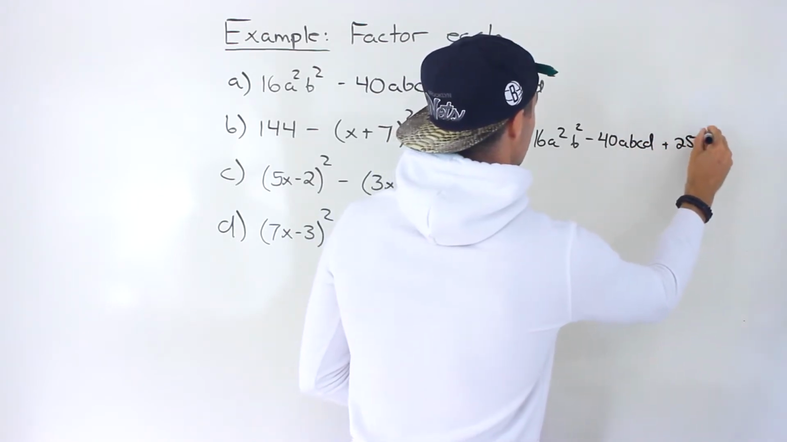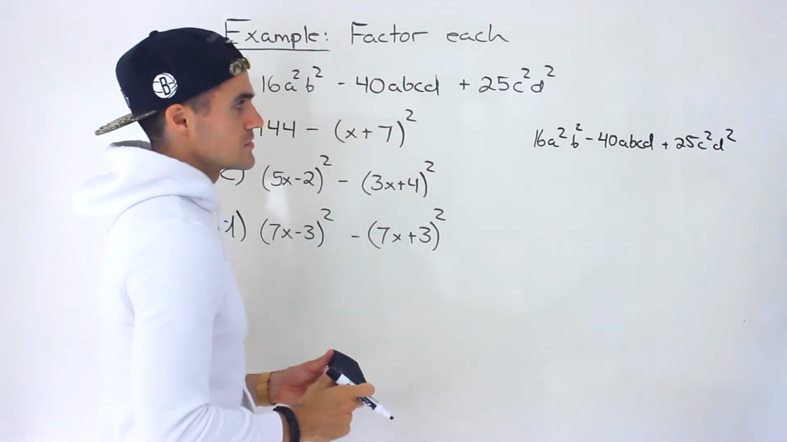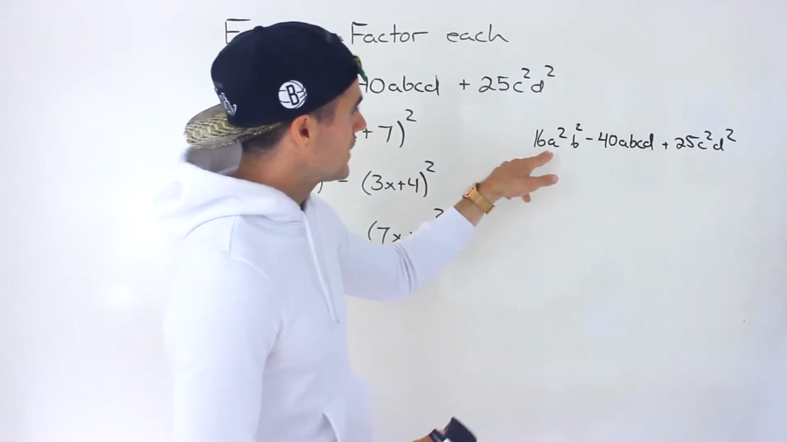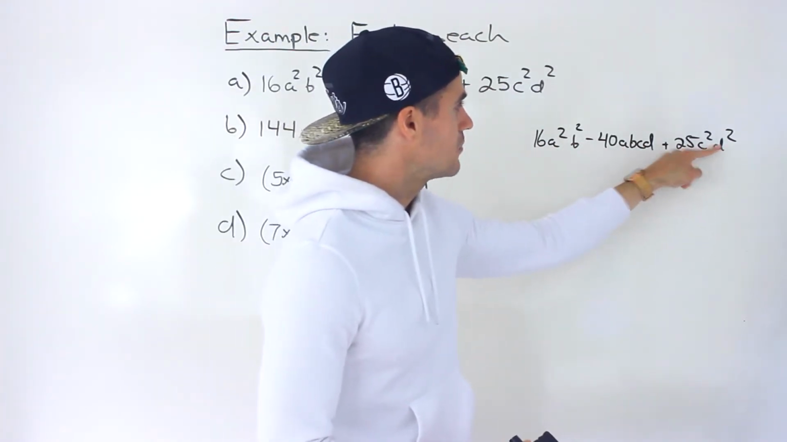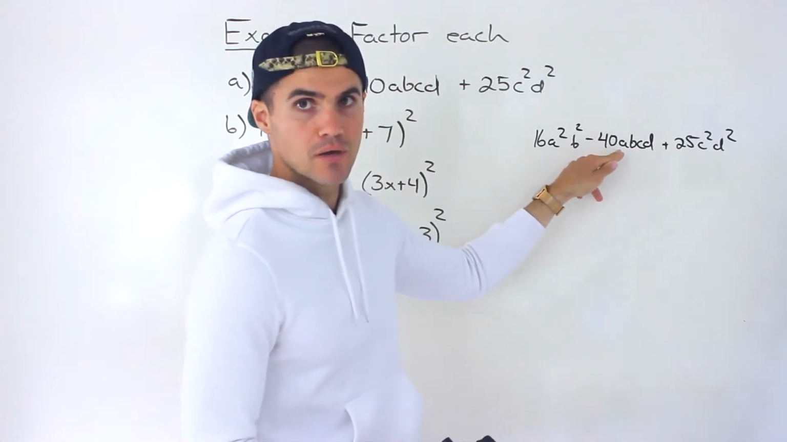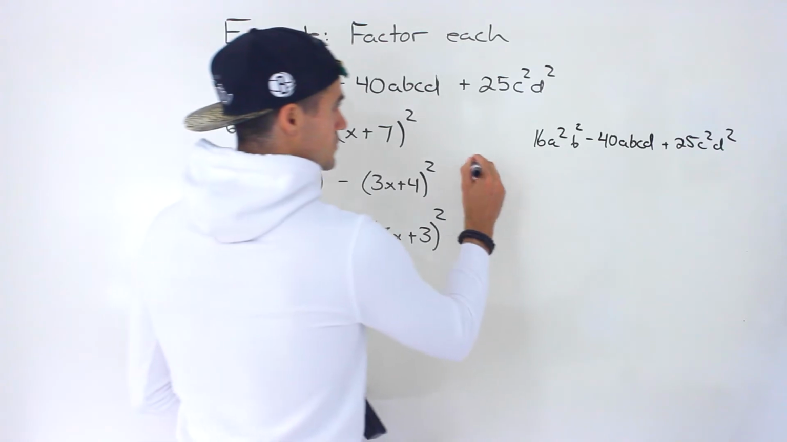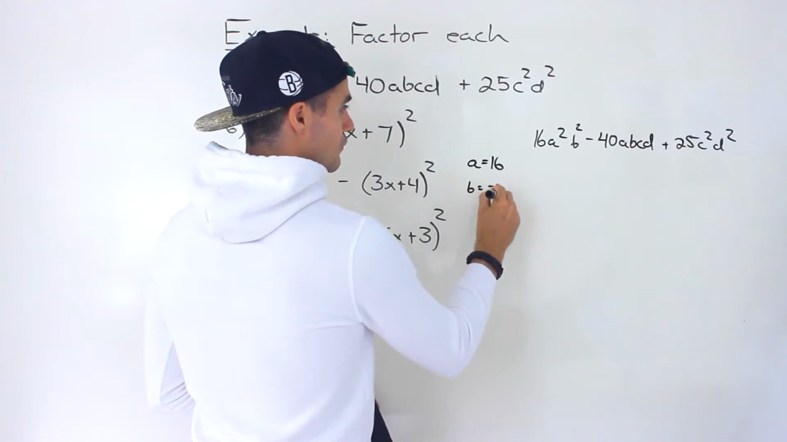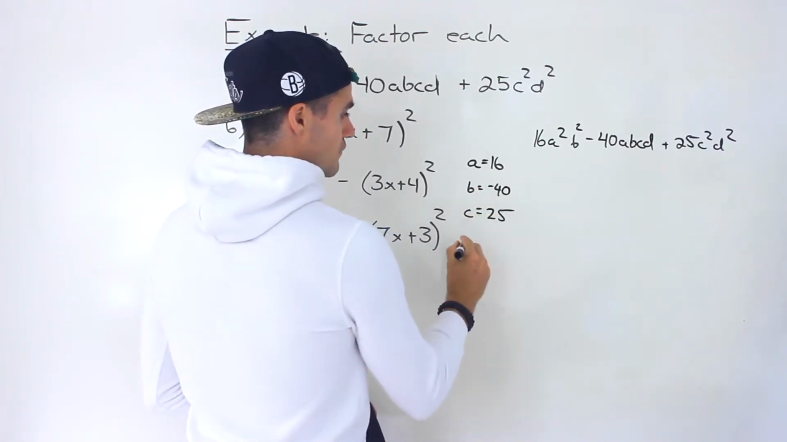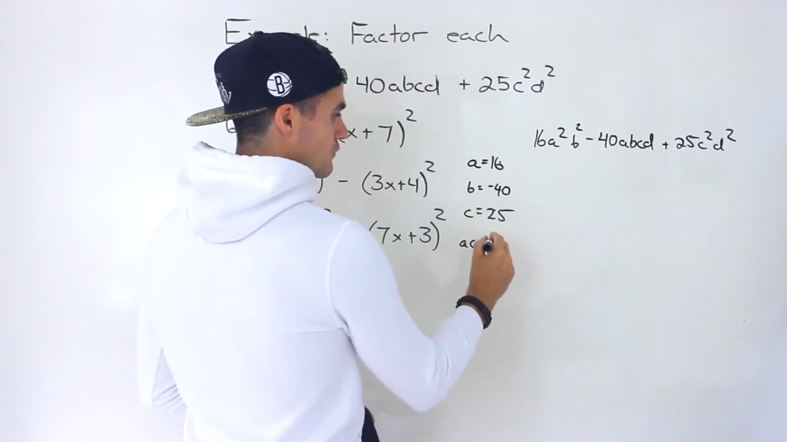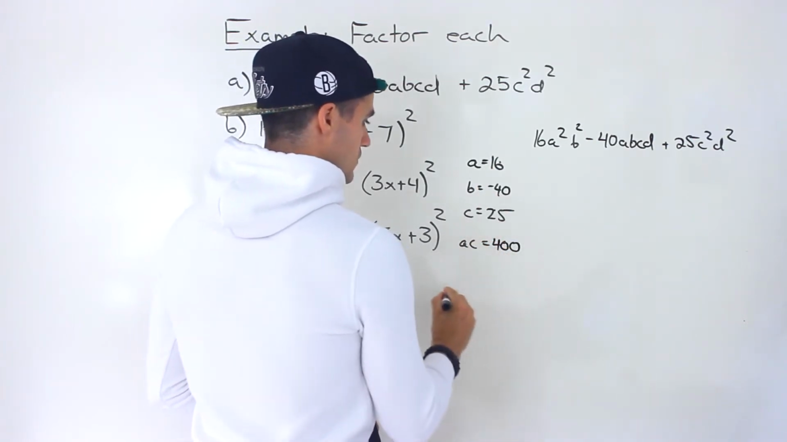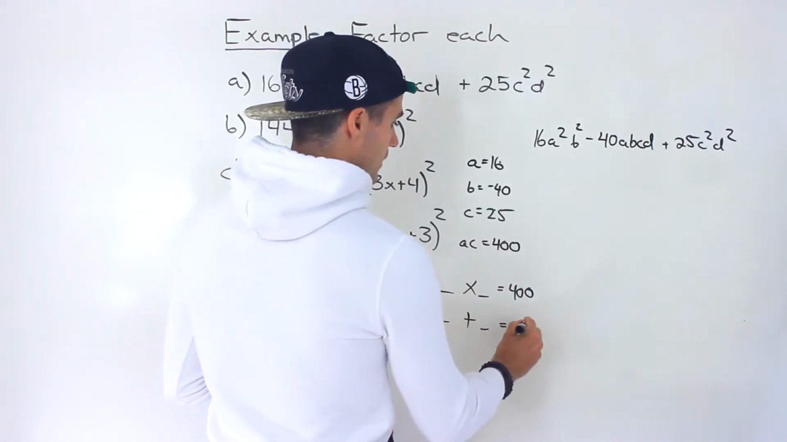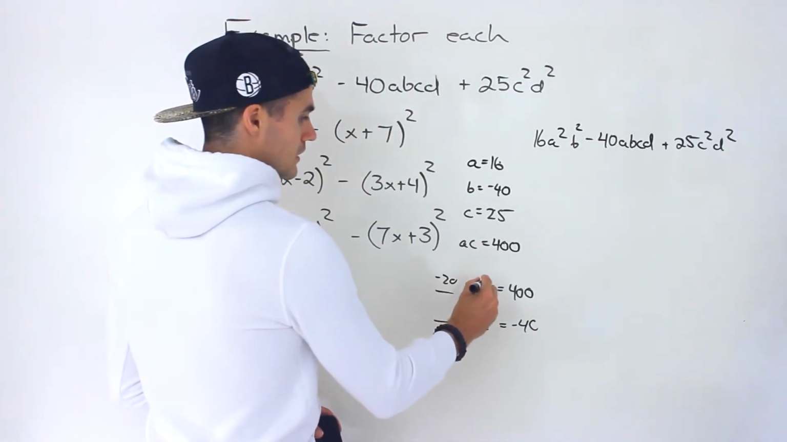So let's see if we can maybe factor this with decomposition. Because if you notice the pattern here, we have a²b², then we have c²d², but then all four of those variables are in that middle term. And so we might be able to do something with decomposition. So notice that the a value is 16, the b value is negative 40, the c value is 25. What would the ac value be? 16 times 25, which would give us 400. So what two numbers multiply to 400 and add up to that b value of negative 40? That would be negative 20, negative 20.